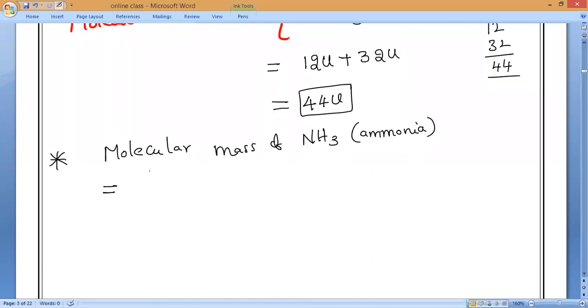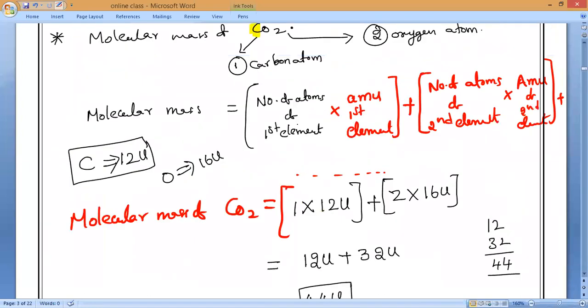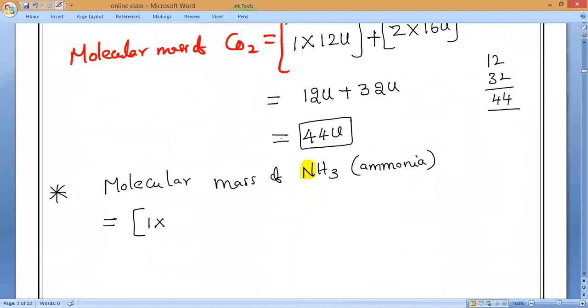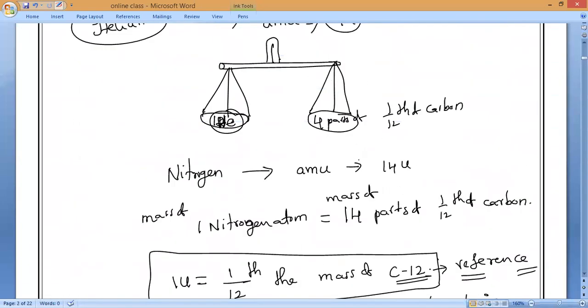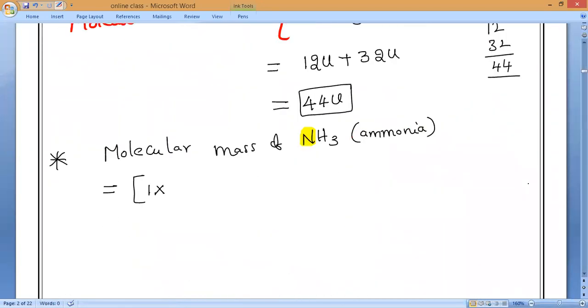So now, molecular mass of ammonia. What is the first atom? Identify the first element. Nitrogen. How many are present? One. Apply the formula, every time the same: number of atoms of first element, 1, into the atomic mass of nitrogen. How many times is it heavier? 14 times. So 14 U.